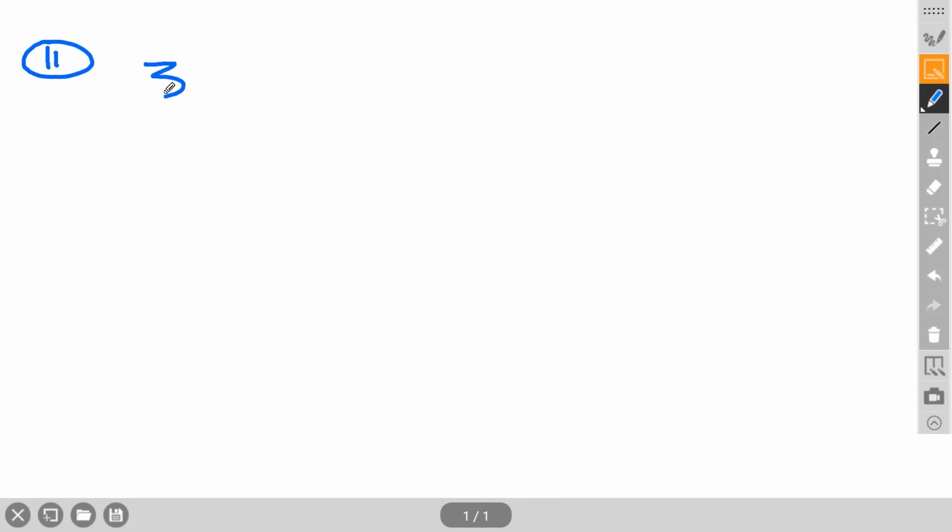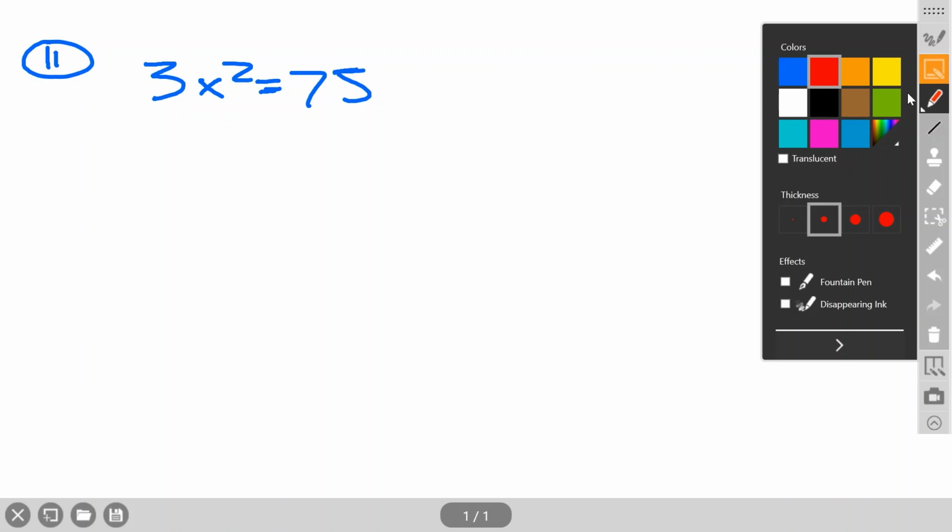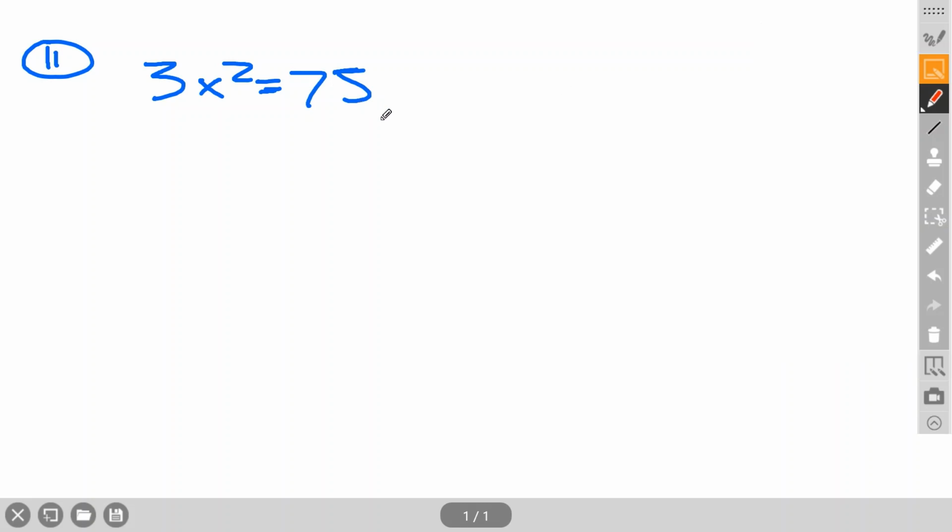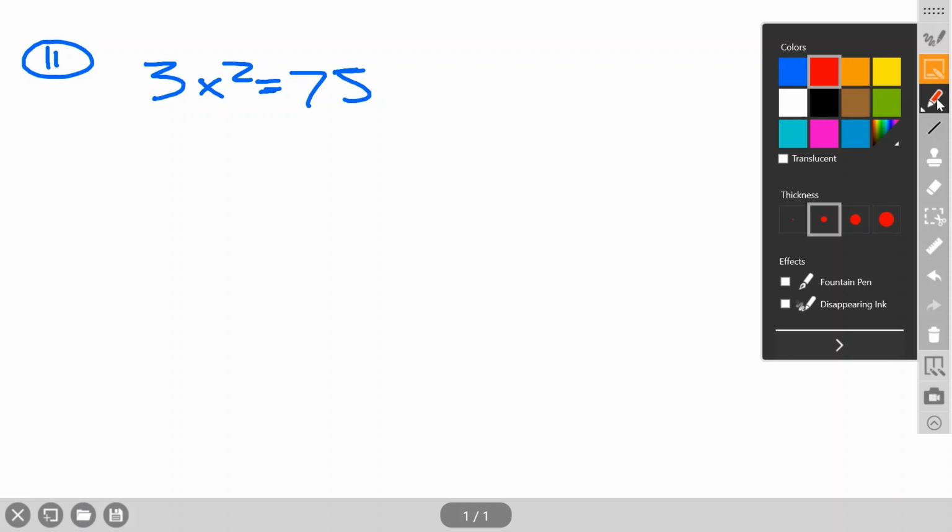11, 3x squared equals 75. This one says to solve by factoring, but there's no reason to do that. Let's just solve this by square root method. Yeah, I guess it can be solved by factoring. But if you come across a problem like this, it's much easier to solve it by square root method. But I will go ahead and solve it by factoring.